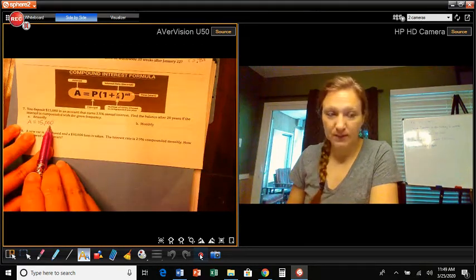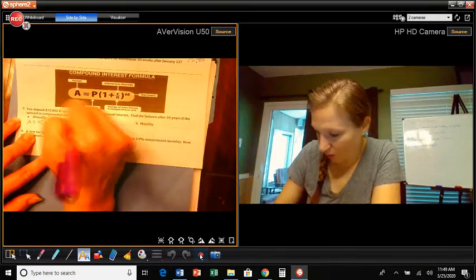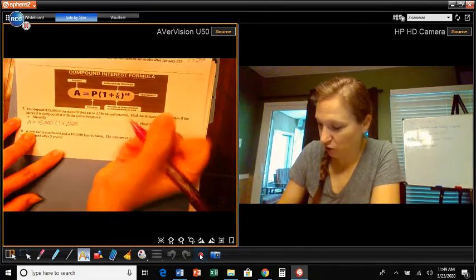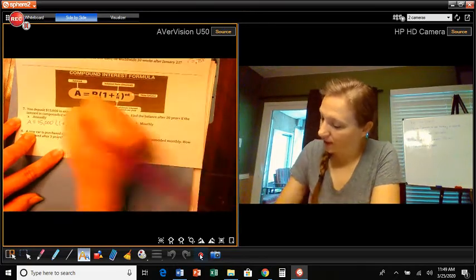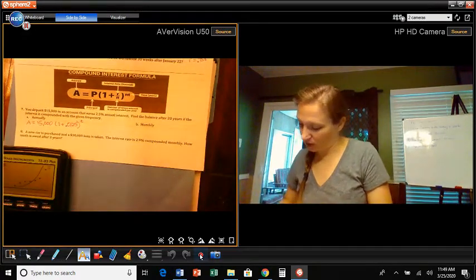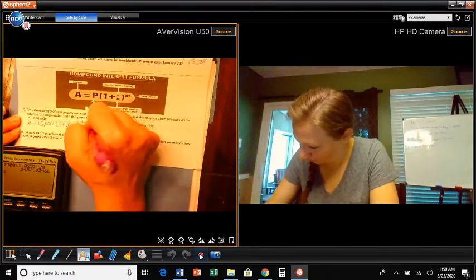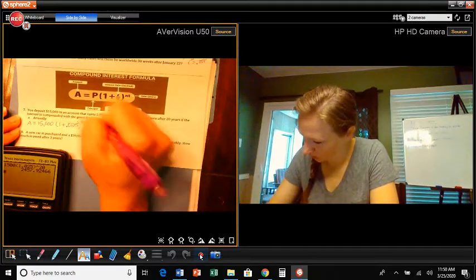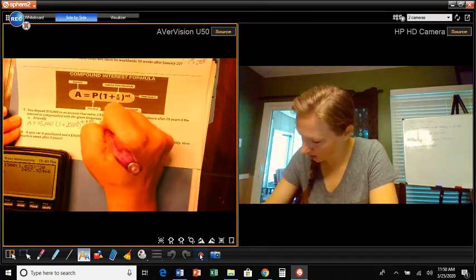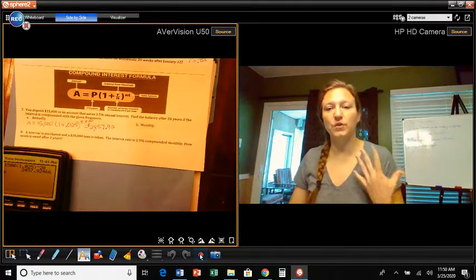So if we do $15,000 in an account and it's earning 2.5%, so that's 0.025 when I convert it to a decimal, in t amount of time. Find the balance after 20 years. All right, so we'll just type in 15,000, 1.025, to the 20 years. So that will equal, if we plug in 20, $24,579.92. So let's compare that to if it compounded monthly.